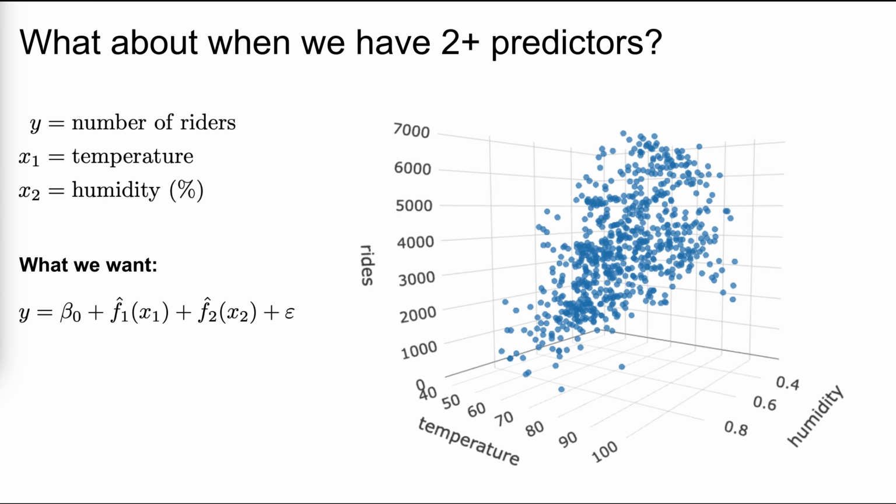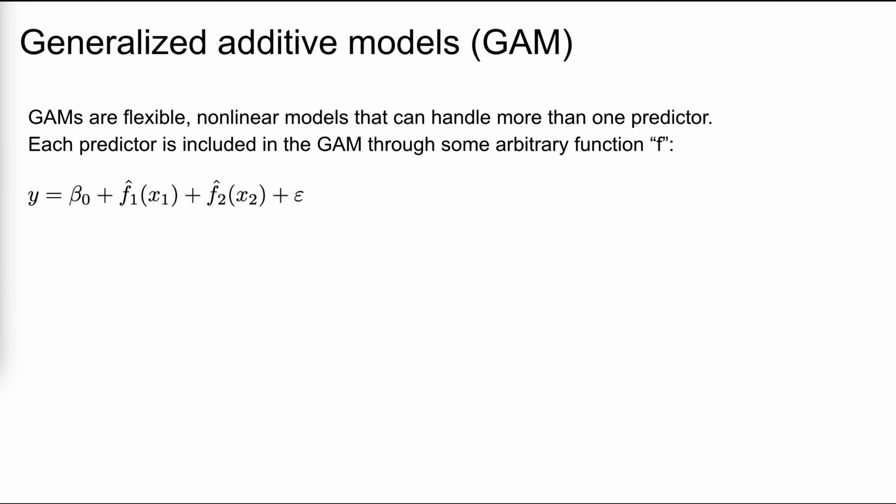So if temperature and humidity both tell us something about ridership, perhaps we can do even better by including them both. To this end, we can stick both predictors into a single model through their own smooth functions f. Specifically, we can write ridership as some intercept or baseline ridership beta 0, plus some smooth function f1 of temperature, plus some smooth function f2 of humidity, plus a residual error epsilon. And this is a generalized additive model, or GAM.